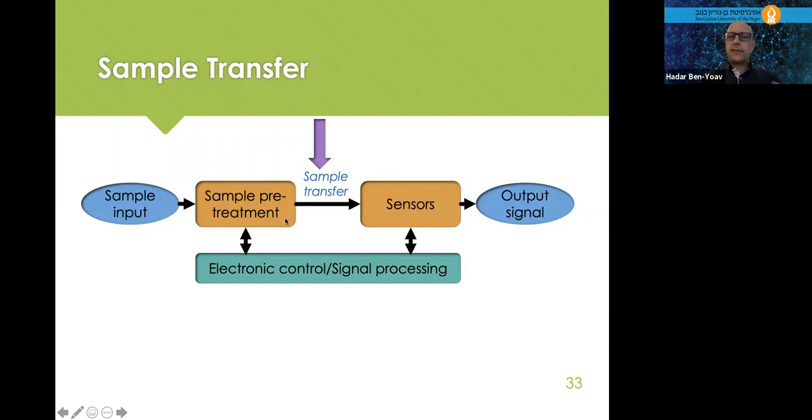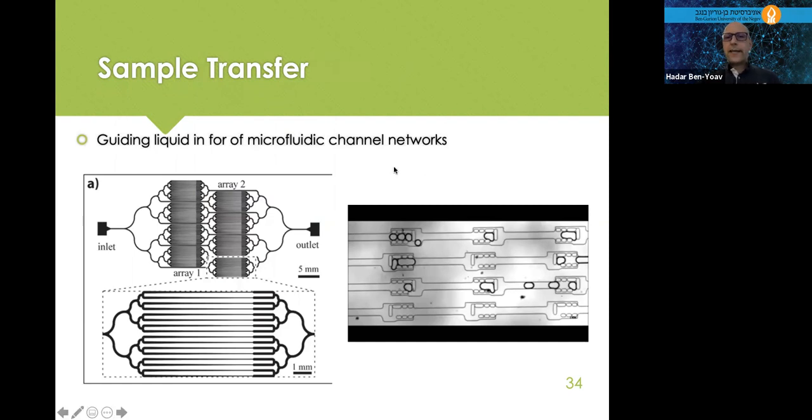Okay, so we took a sample, did some pre-treatment. Now the sample is ready for the sensing, for the detection, but we need to transfer it somehow. For that, we can use microfluidic channel networks. Very cool area. Here is an example: we have one inlet that is bifurcated into two daughter channels, and each channel is divided into two more daughter channels, which eventually lets you take the sample and divide it into a lot of very small samples that can be used for the analysis.